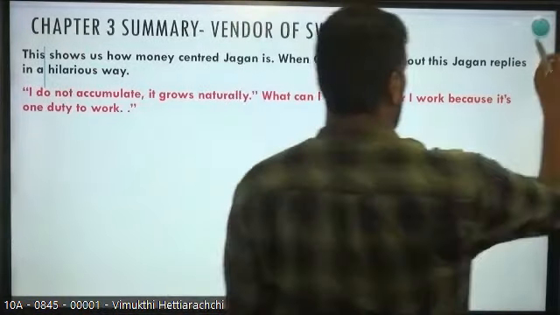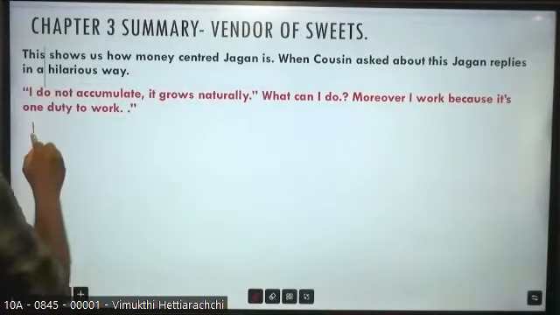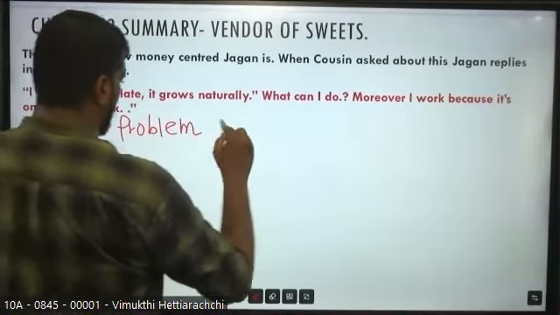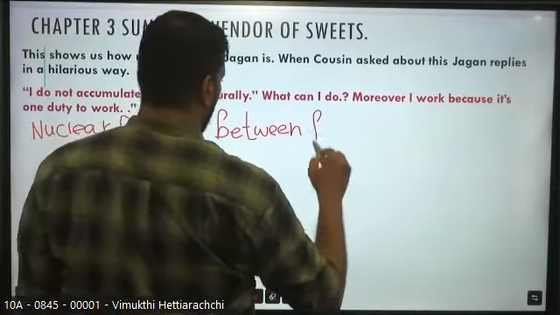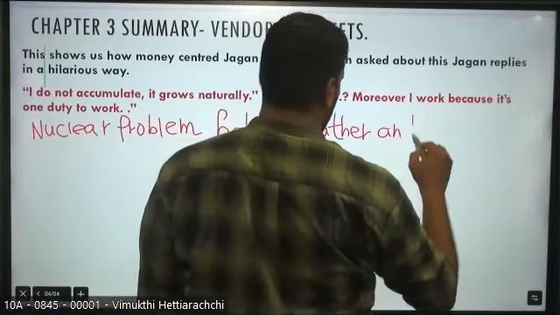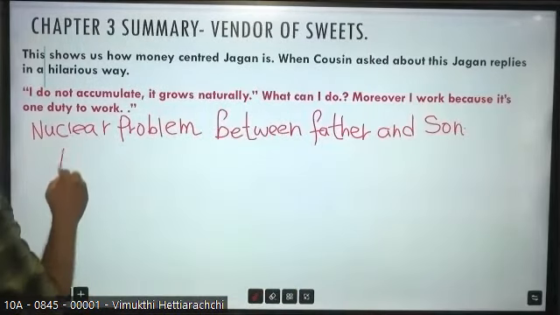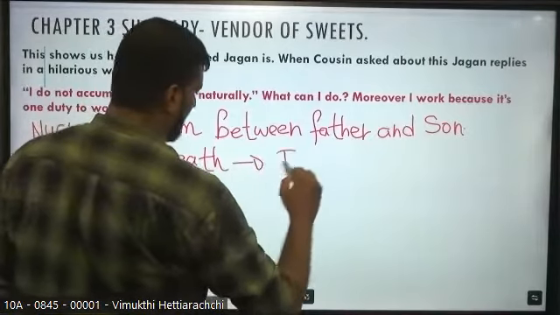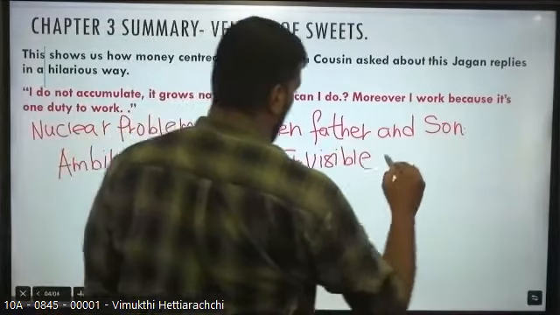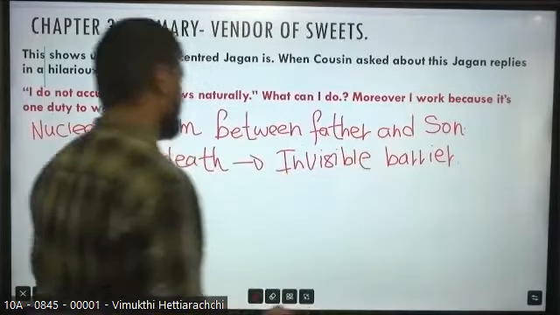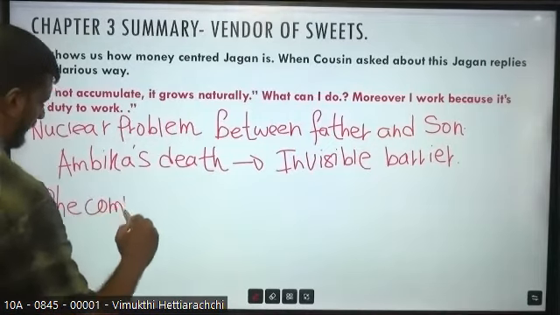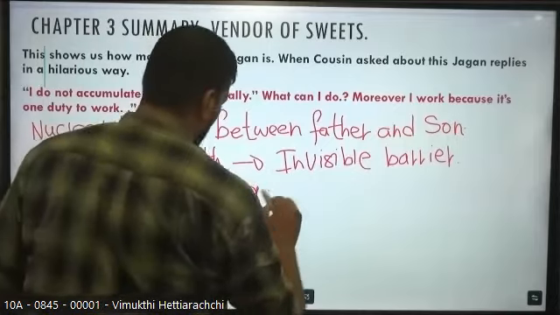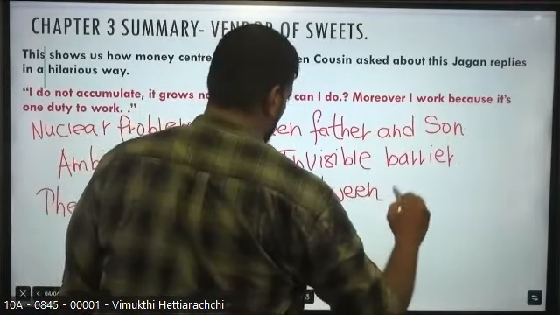So we finished chapter number 3 basically. In chapter number 3, we discussed the nuclear problem between father and son. We discussed Ambika's death, and Ambika's death actually created that invisible barrier. Make sure to remember this word. This is what we call the invisible barrier. The communication gap between father and son. In chapter number 3, these are the things that we discussed. I am giving you all these things in a nutshell.